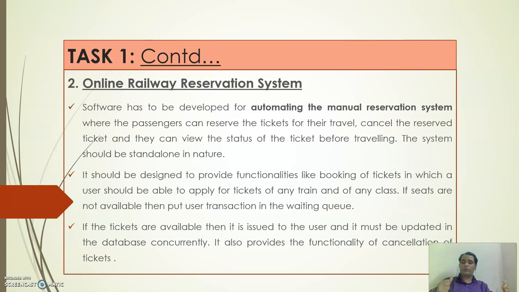It should be designed to provide functionalities like booking of tickets, in which a user should be able to apply for tickets of any train of any class. There are some train classes, like class 1, sleeper class, AC, 3-tier AC, something like this. If seats are not available, then put the user transaction in the waiting queue, as we generally have. If the tickets are available, then they are issued to the user and it must be updated in the database concurrently. It should also provide the functionality of cancellation of tickets.